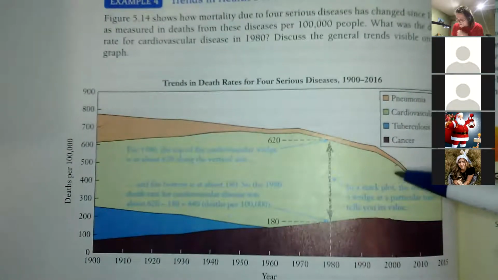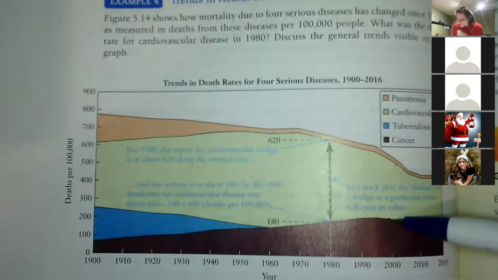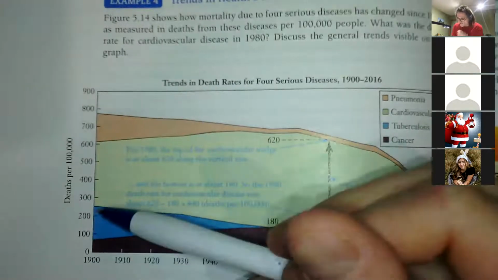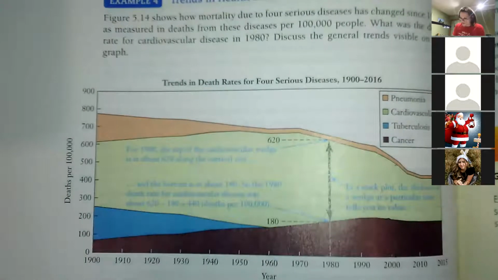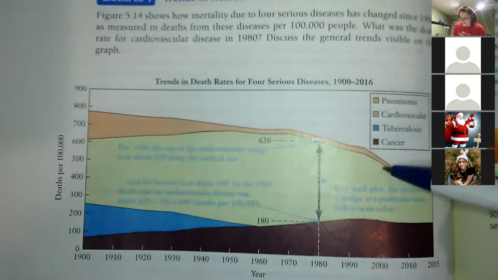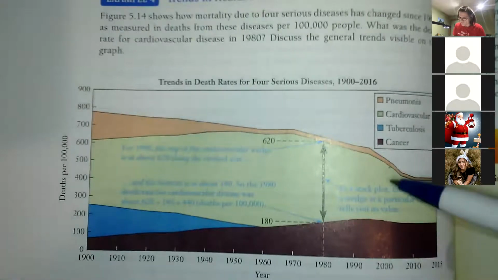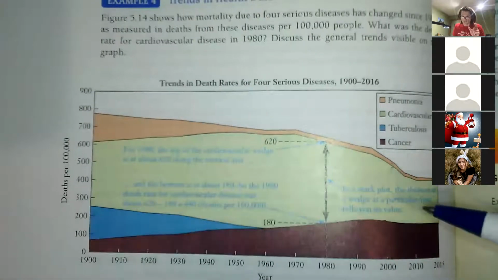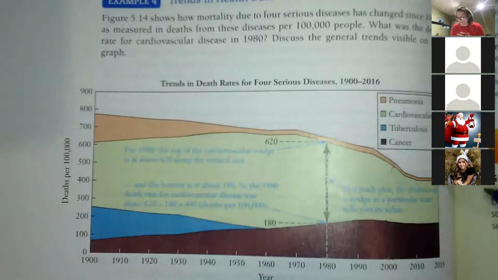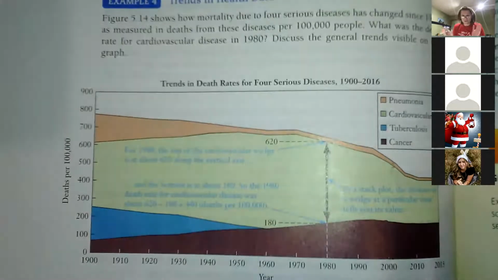But this is on top of the cancer deaths. So I subtract off the 200 I took for cancer. So I'm just talking about this distance here essentially. So it'd be 600 minus the 200. So it'd be the length, the 400 deaths per 100,000, right? But yeah, so just be very careful when you're doing graphs.